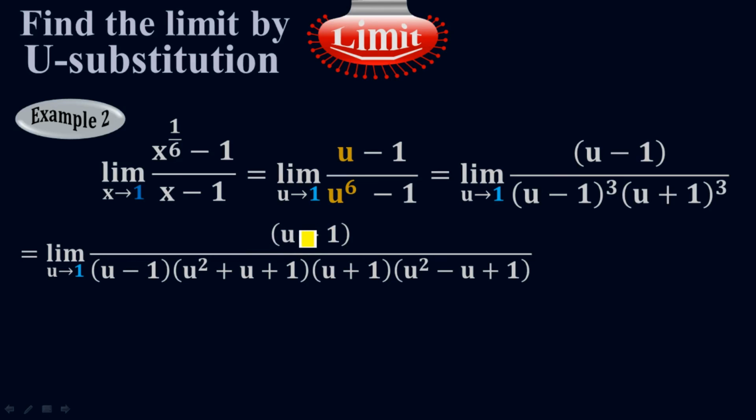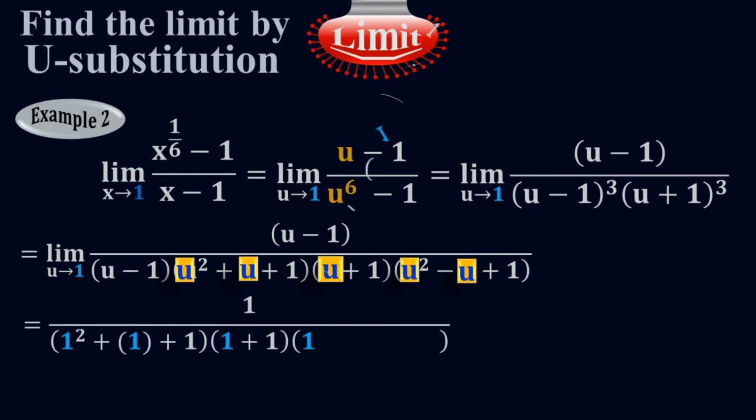Can I cancel out these two terms? Yes, I can cancel. Just cancel u minus 1 in the numerator with the u minus 1 in the denominator. And then directly put u equals 1 for the rest, because u approaches 1, which equals 1 over 1 square plus 1 into 1 plus 1 into 1 square minus 1 plus 1. I cancelled out u minus 1 in the numerator with the u minus 1 in the denominator, but still I have u at 5 places, 1, 2, 3, 4, 5. So just directly put u equals 1 here.